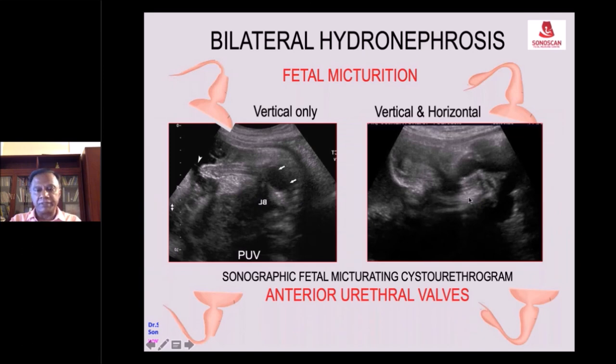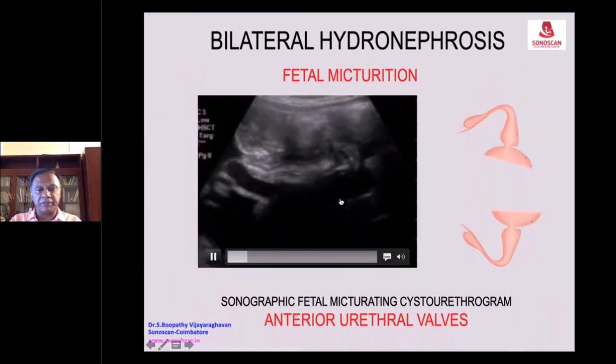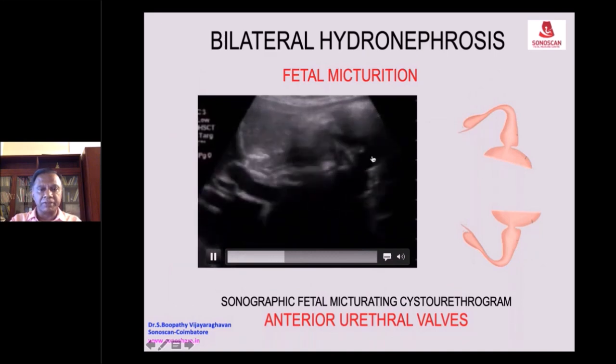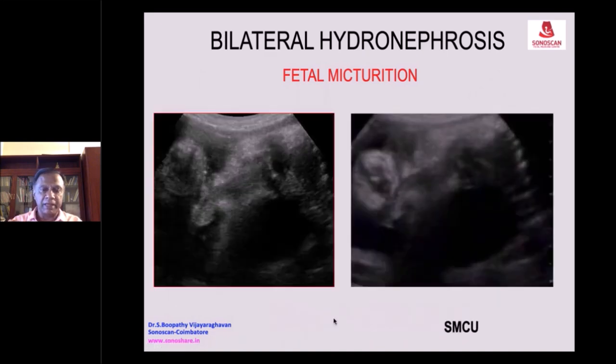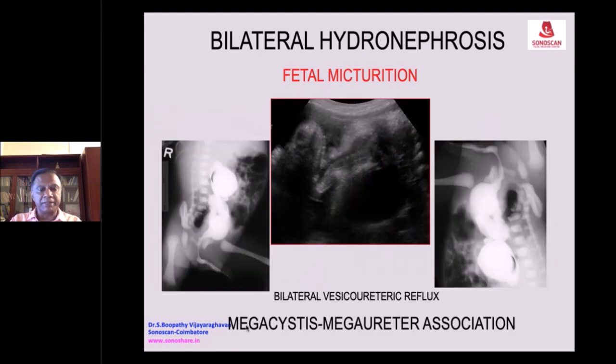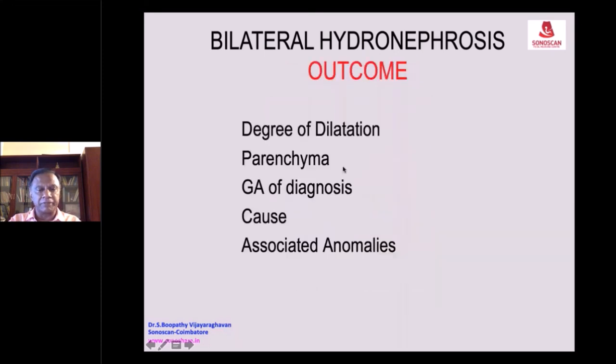So that is the difference between the two conditions, and you can see in the video the dilatation of the posterior urethra, and during micturition you see the dilatation extends, but the urethra is normal. So this is a condition called megaureter megacystis association. This is due to bilateral vesico-ureteric reflux with dysplasia. The gestational age at diagnosis, as seen in posterior valves, manifests in the first trimester sequence.